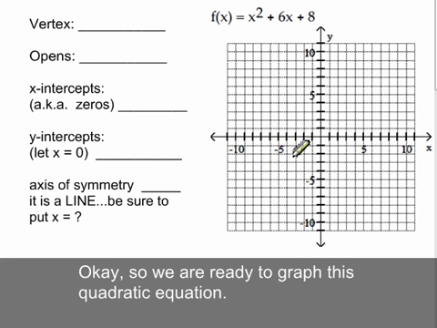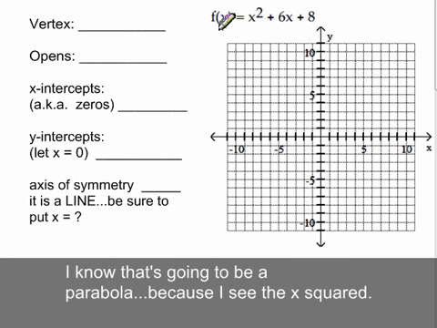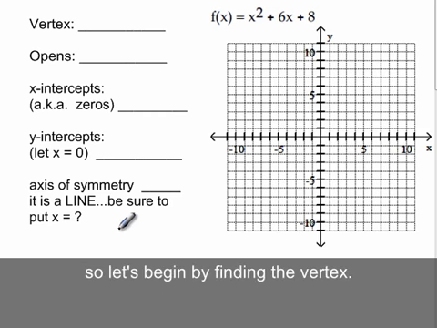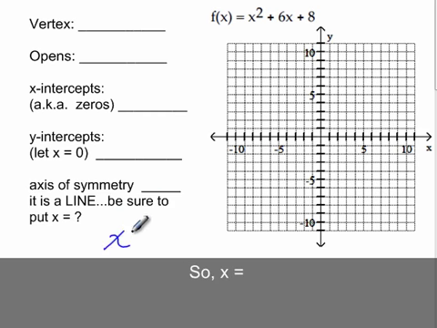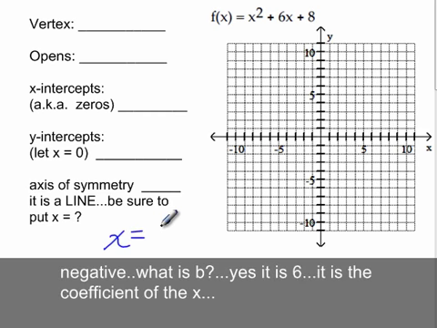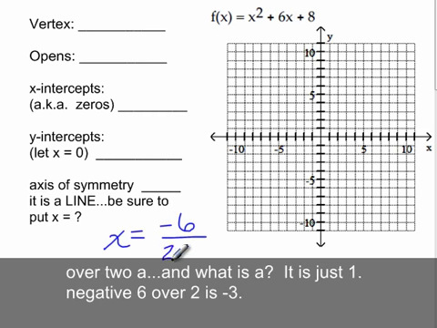Okay, so we are ready to graph this quadratic equation. I know that it's going to be a parabola because I see the x squared. So let's begin by finding the vertex. Remember, the vertex is going to equal negative b over 2a. So x is going to equal negative, what is b? Yes, it is 6. It's the coefficient of the x there, over 2a. And what is a in this case? It is just 1. Negative 6 over 2 is negative 3.